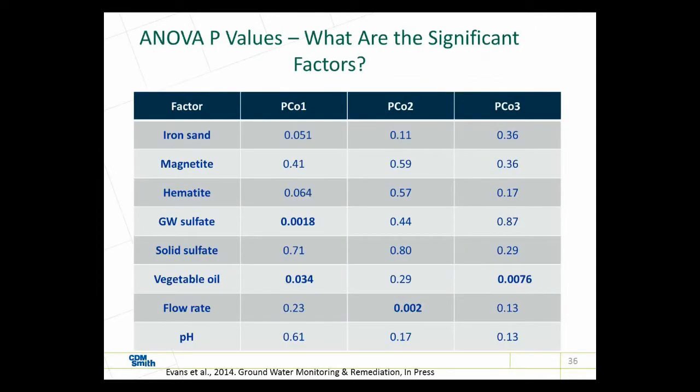We did analysis of variance and identified p-values to find out what are the significant factors. The ones in bold are the ones that were significant. Groundwater sulfate, vegetable oil, and flow rate or residence time were the most significant. Interestingly, if you look at 0.05 as an indicator, these different iron species weren't significant as determined by this ANOVA, but however, we do know they're important. I'll show you why in a second here.